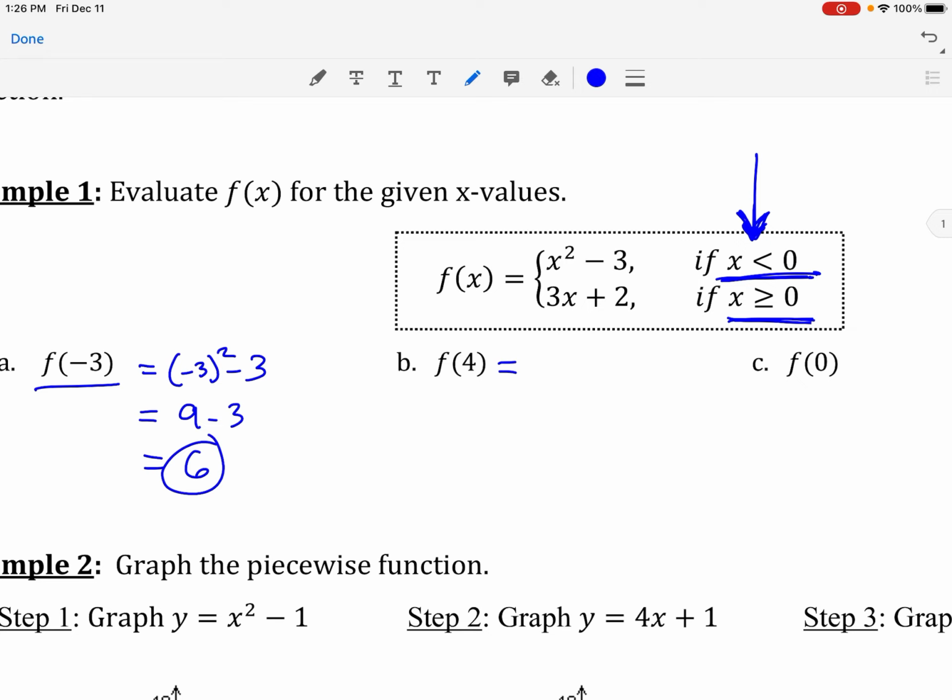Okay, so we're just finding our y values here. If I were to put that on a graph, my point would be (-3, 6), because I plugged in the x and 6 is what I got for the y. But here we're just evaluating.